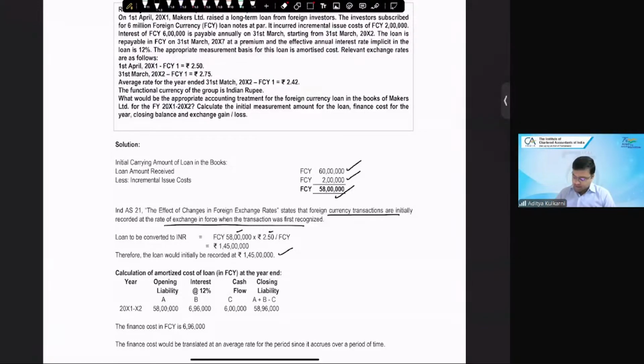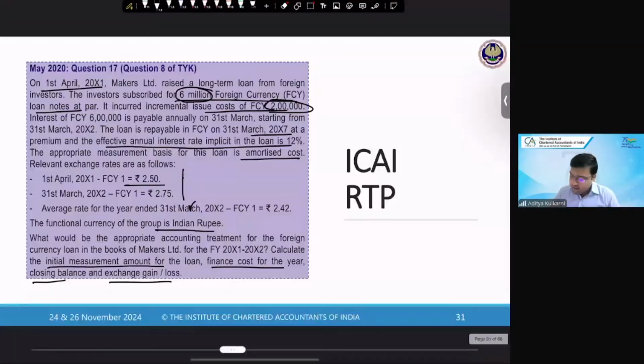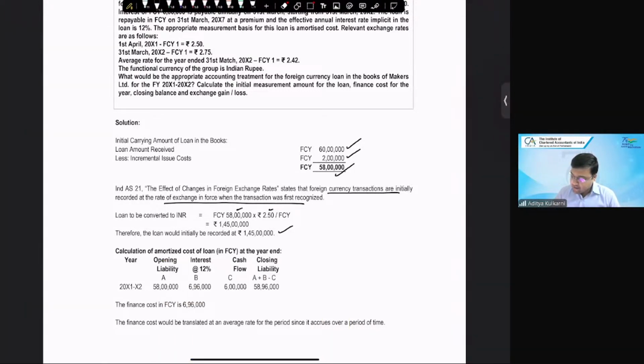Next one. Okay, now we move on to the next part. That was the opening, the initial recognition. Now the year progresses. When the year progresses, naturally the next item that will come is interest. They have given you something known as the effective interest rate.